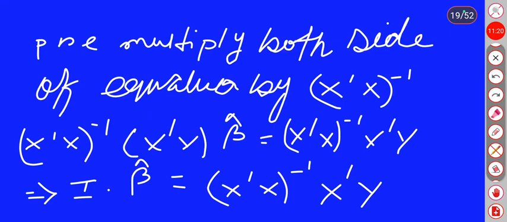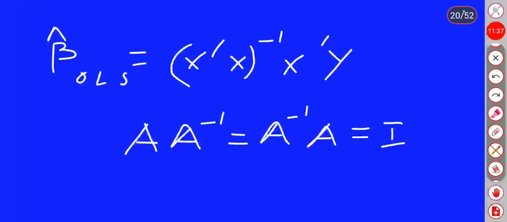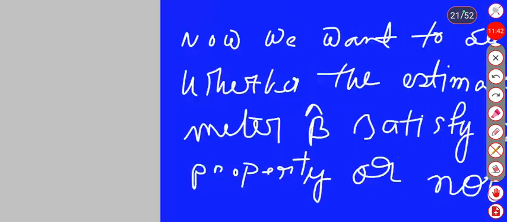Pre-multiplying both sides of the equation by x transpose x inverse, we get x transpose x inverse x transpose x into beta hat is equal to x transpose x inverse x transpose y. So we know A inverse A is equal to I, the identity matrix, that is why I into beta hat is equal to x transpose x inverse x transpose y. So beta hat is equal to x transpose x inverse x transpose y.